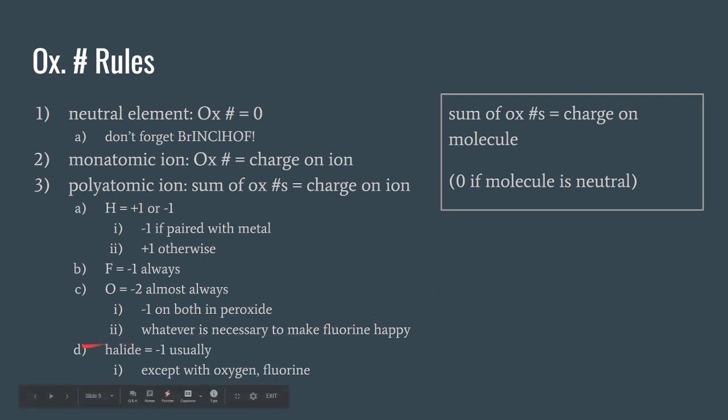Now, halides, or I should say halogens here. In this case, halogen is the general term, remember, for the elements on the far right-hand side of the periodic table. So here, that means chlorine, bromine, iodine.